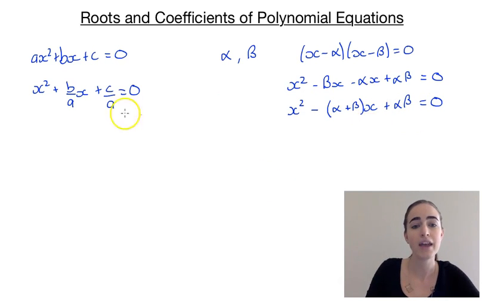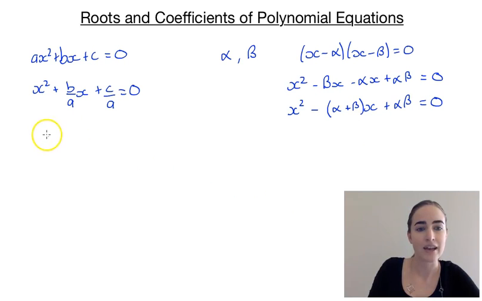So now we can compare these two equations to come up with a relationship between the coefficients, so our a, b, and c, and our roots, our alpha, beta. So our x squareds both have a coefficient of 1, so that's fine. Our x terms, this one has a coefficient of b over a, and this one has a coefficient of minus (alpha plus beta). So that means that minus (alpha plus beta) has to be equal to b over a. So we've taken this coefficient here and equated it to this one.